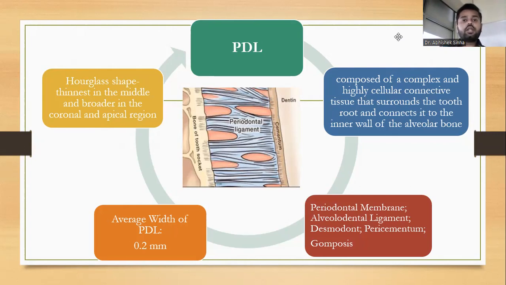Okay, periodontal ligament is hourglass shaped, which is thinnest in the middle and broader in the corona-apical regions. You have to remember this. Commonly asked MCQ question: which is an hourglass shaped structure in a periodontium? Which has the hourglass shaped structure? So it is periodontal ligament. Also, another commonly asked MCQ question is the average width of periodontal ligament, which is 0.2 millimeters.